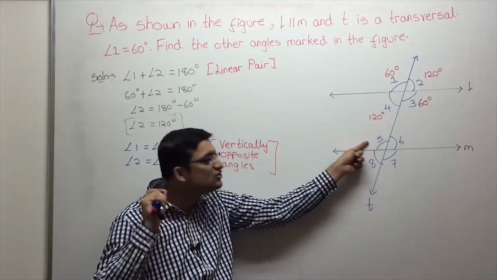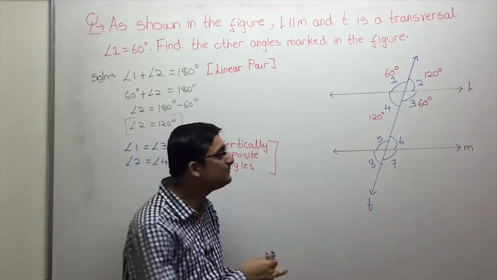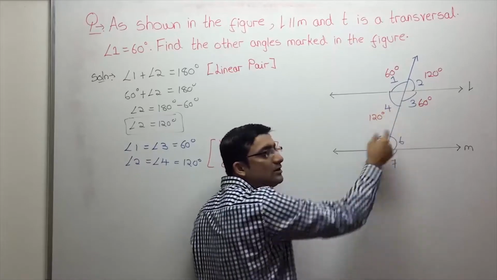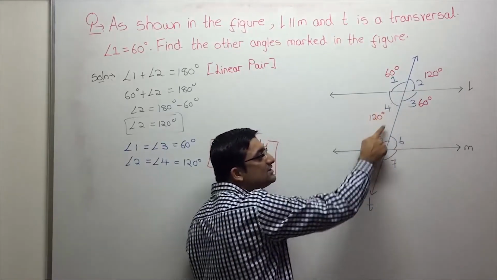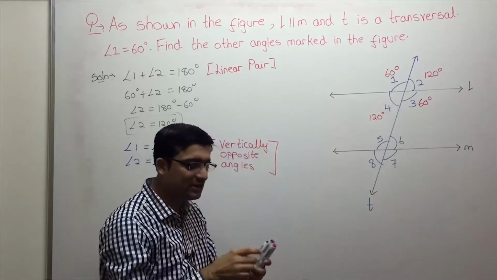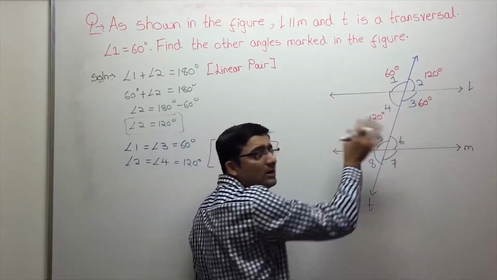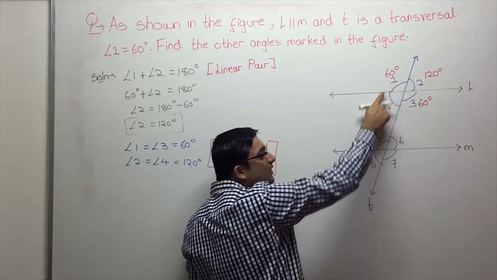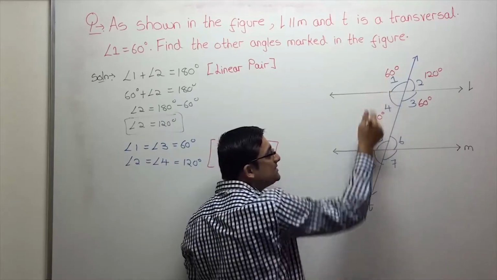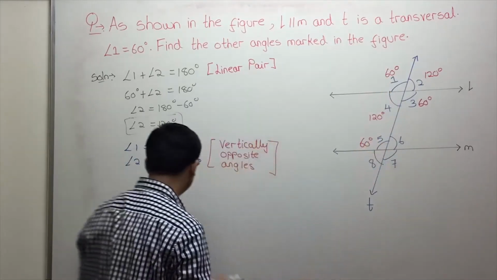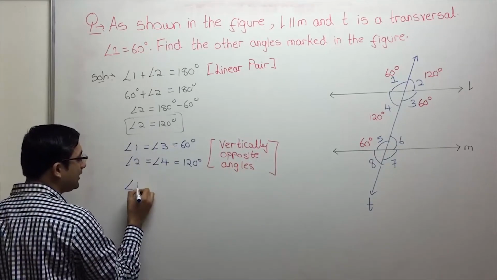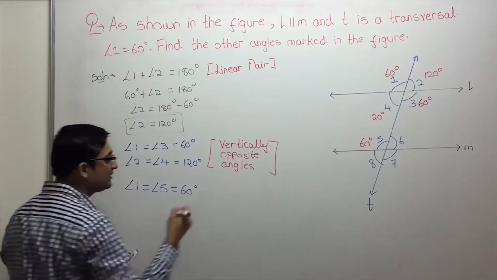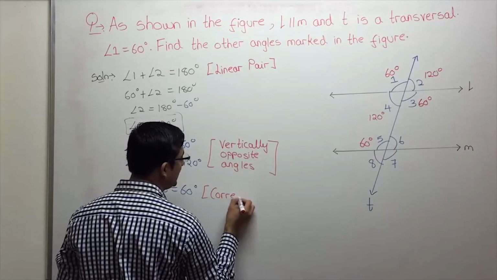I repeat, our objective is just to get one of these angles. So once again, first you can use corresponding angles are equal to get one of these angles, or alternate interior angles are equal to get another angle, or interior angles on the same side of the transversal are supplementary. Your choice. So let's say I use corresponding angles. Take any one pair of corresponding angles. Which is the angle corresponding to angle 1? Angle 1 and angle 5 are corresponding angles. So if angle 1 is 60, angle 5 will also be 60. So I'll write it over here. That is, angle 1 is equal to angle 5, which is equal to 60 degrees. What is the reason? Corresponding angles. So you can just write over here, corresponding angles.